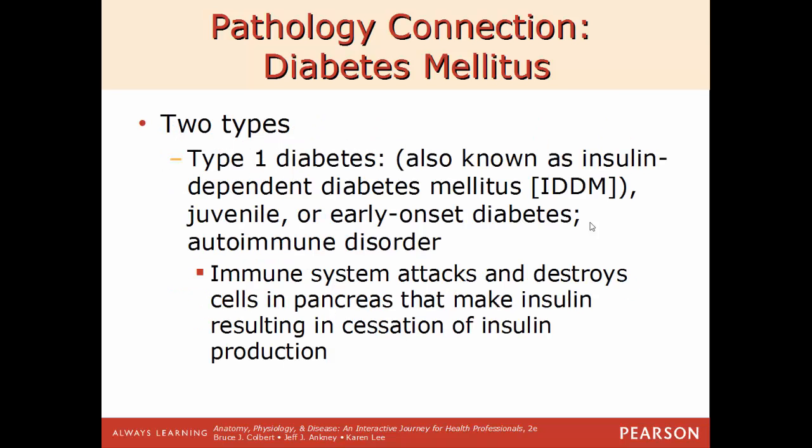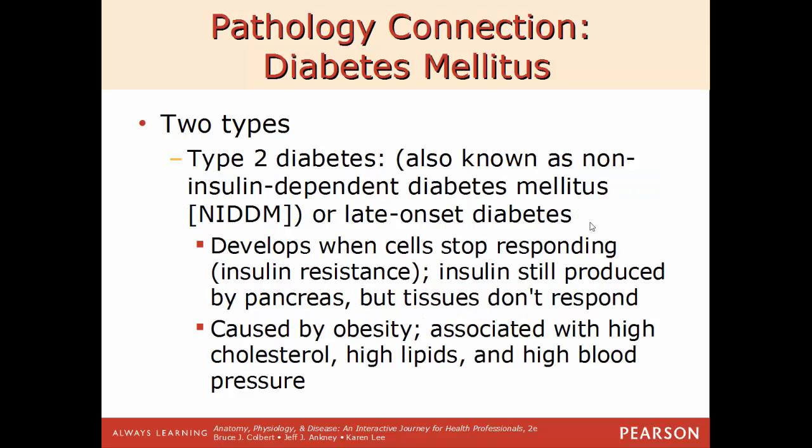Now there are two types, type 1 and type 2. Type 1 is called insulin-dependent diabetes mellitus, or early onset diabetes, or juvenile diabetes. This is an autoimmune disorder. This is where your immune system will attack and destroy cells in the pancreas that make insulin, the beta cells. So if insulin can't be made, then glucose can't be delivered to cells. That's where you get the buildup of glucose, which leads to all the problems we just talked about. This is your body attacking itself to prevent insulin from even being made.